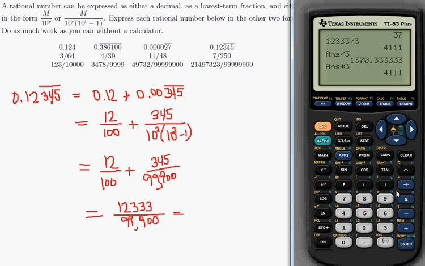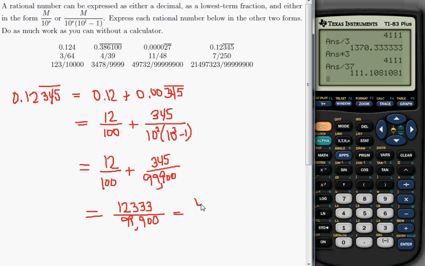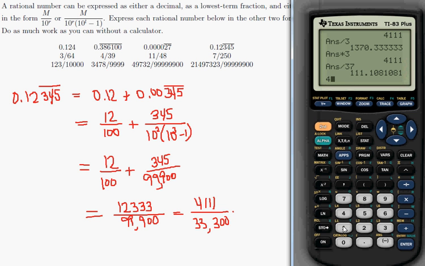2 and 5 clearly will not work. Let's try 37. That also does not work. So I can divide top and bottom by 3 to get 4,111 divided by 33,300. And let's check that again. And indeed, that is the correct decimal representation.